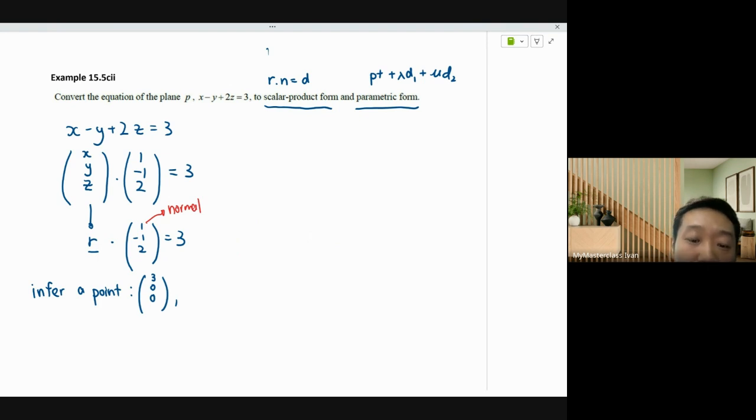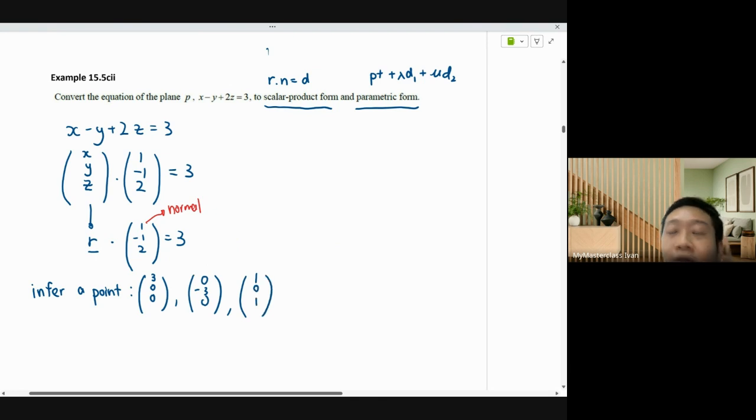Another one, Jonas. (0, minus 3, 0) also can. Yes, correct. If I don't want two zeros, then (1, 0, 1) also can. Understand? Any point works. I teach you this skill first because it's very useful. Then draw a line.